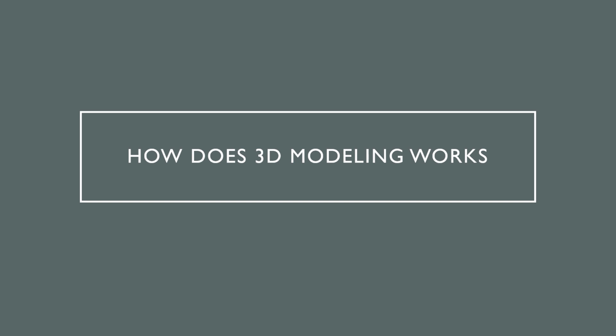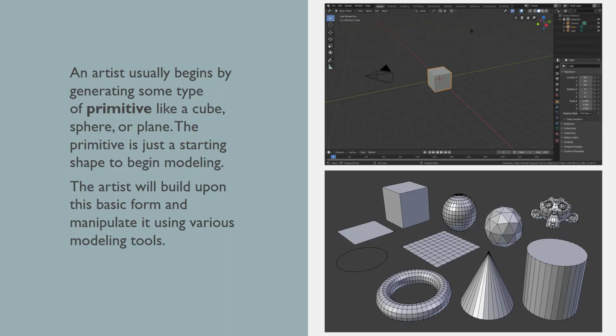So how does 3D modeling work? An artist usually begins by generating some type of primitive or mesh. These are the meshes, like a cube, this sphere or plane. Others are cylinder. This is a cylinder. Icosphere. This is cone. Torus. This donut one. This is circle.